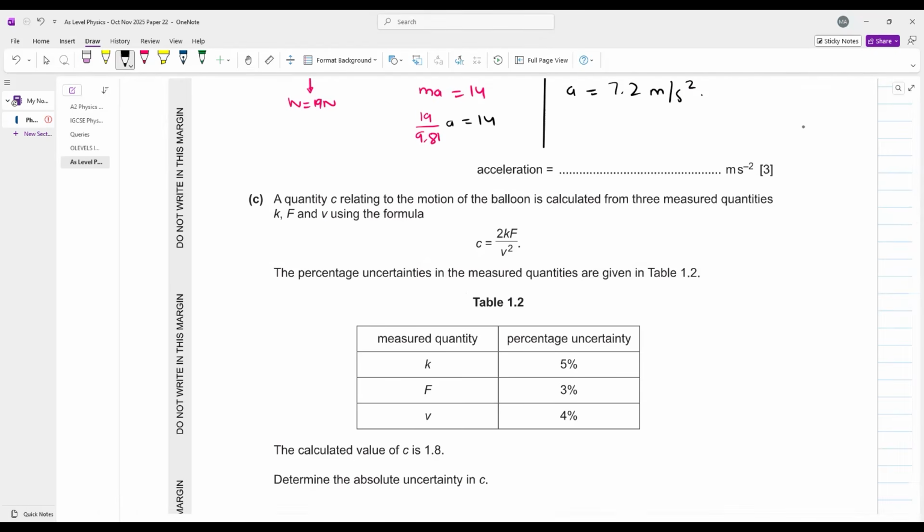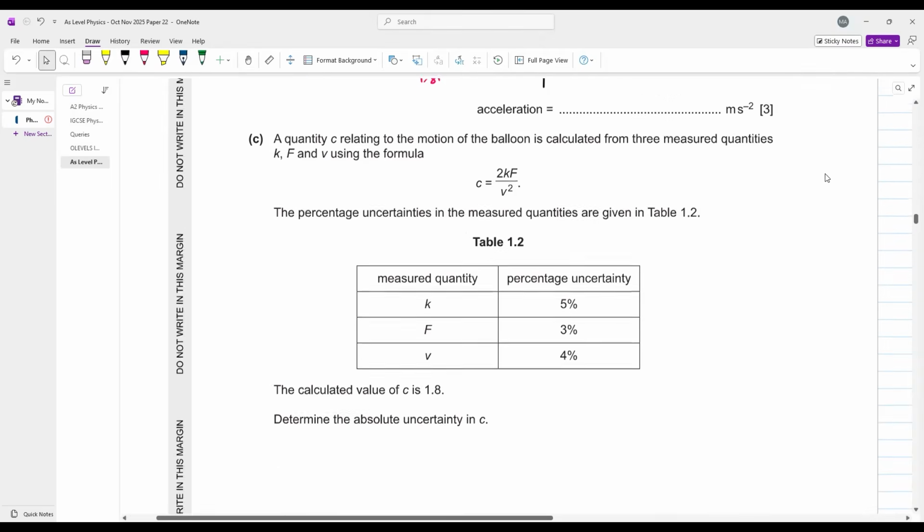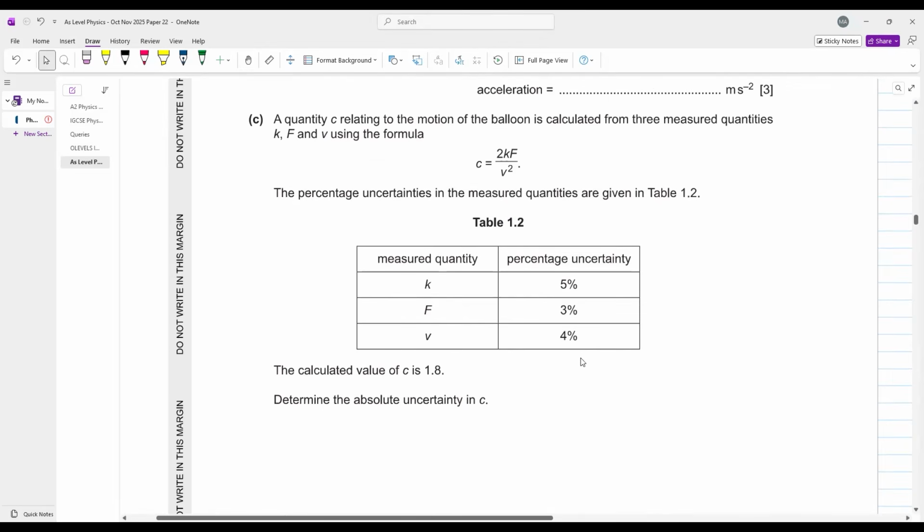A quantity c relating to the motion of the ball is calculated from three measured quantities k, f and v. The percentage uncertainties in the measured values are given in table 1.2. The calculated value of c is this. You have to determine the absolute uncertainty in c. How will you do that?